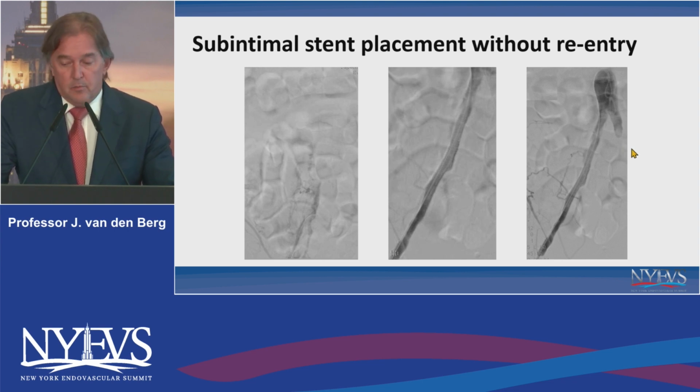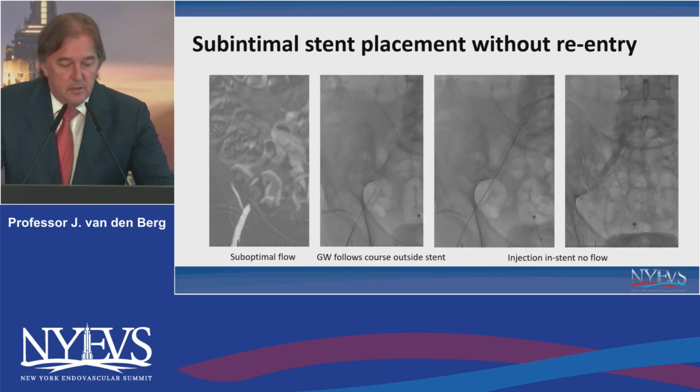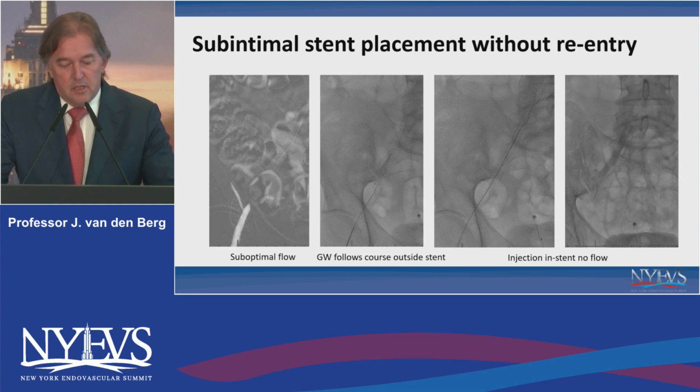So what happened here was a complete subintimal stent placement without a proper re-entry in the aorta, and the patient therefore continued to have acute ischemia of the right leg. And this is then the procedure that was done to restore flow again, suboptimal flow with the injection from the ipsilateral side. You can see that the guide wire follows a course outside of the stent initially, was able also to get inside the stent again, but then you can see that there was no flow upon injection of contrast into the stent, indicating really the subintimal position of the stent and also exclusion of the flow from above.